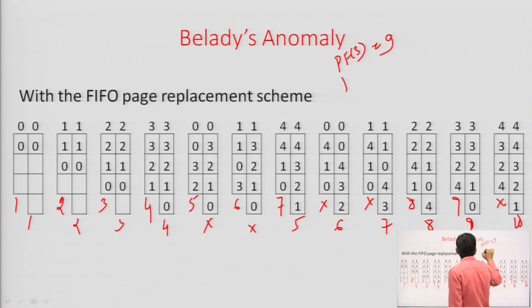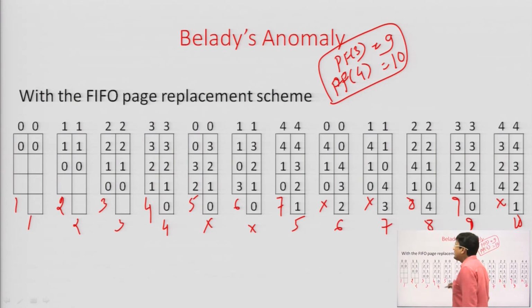So you can see that when you increase the number of frames, the number of page faults has come to 10. In the earlier cases, when we were increasing the number of frames, the page faults were decreasing, but here it has increased. So the FIFO algorithm actually falls in Belady's anomaly. And why is it happening so?